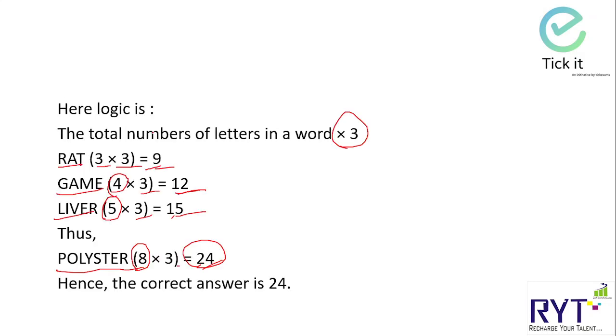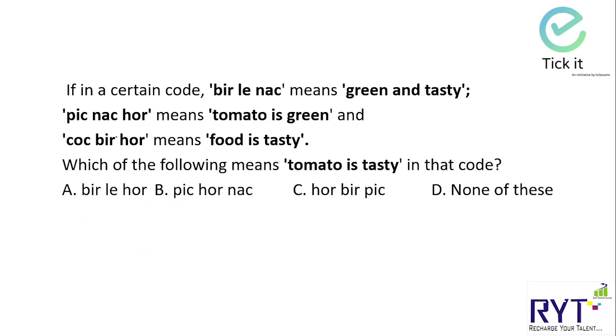Same question again. Rat means 9, 3 into 3. Game means 12, 4 into 3. Liver means 15, 5 into 3. If you observe all the numbers, the letters are multiplied by 3. Same way, polyester has 8 letters multiplied with 3. 8 3s are 24. So 24 is the right answer for this.